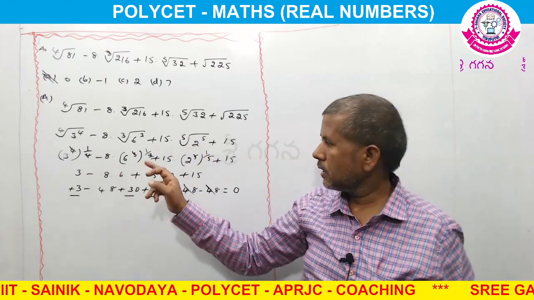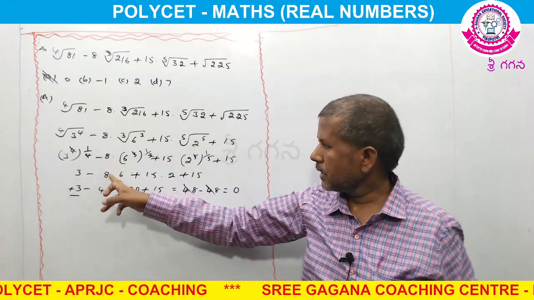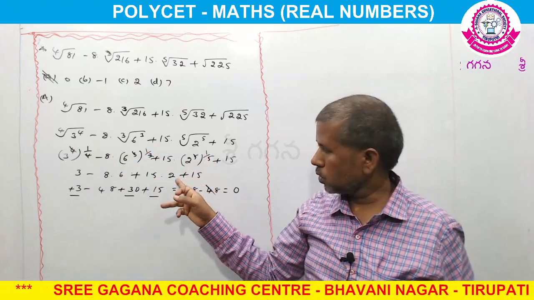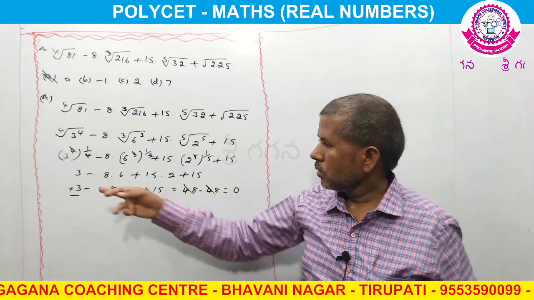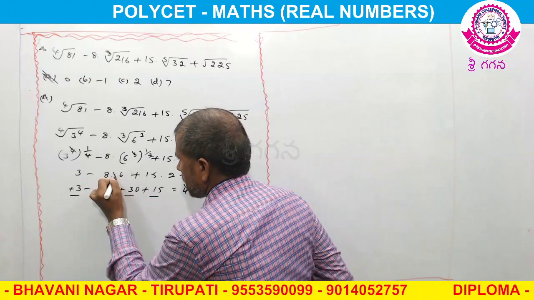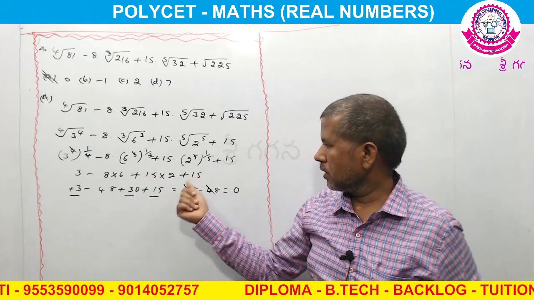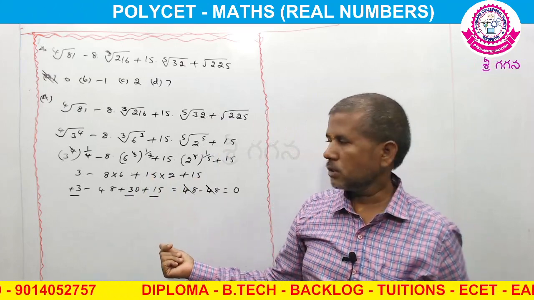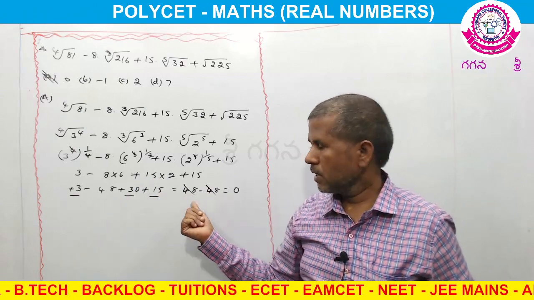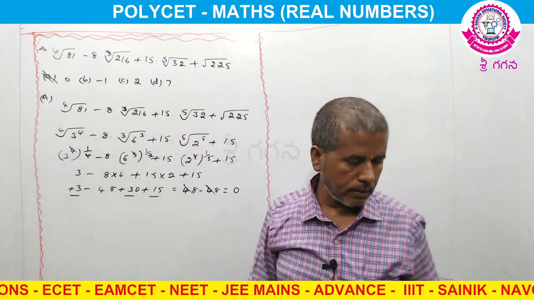So 4 4 cancel, 3 3 cancel, 5 5 cancel. We get 3 power 1, which means 3. 8 into 6 power 1 means also 6. 15 into 2 power 1 means also 2, plus 15. So first of all, 3, 8 6s are 48. Here 15 2s are 30. So first of all, addition only of positive values. 3 plus 30 is 33, 33 plus 15 is 48. After that, minus 48 plus 48 minus 48, cancellation, we get 0. So A is the answer.